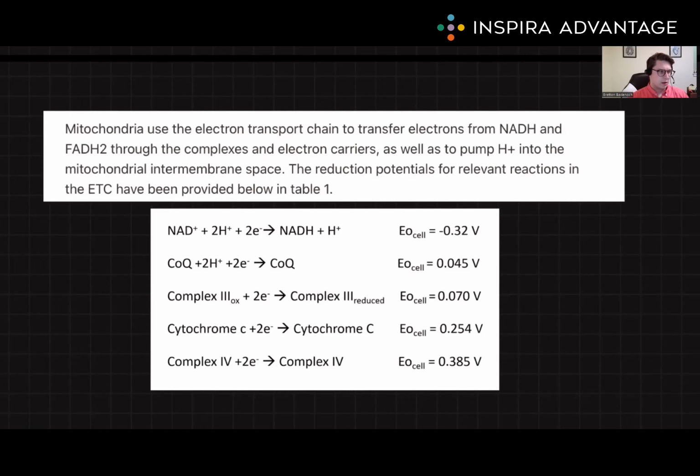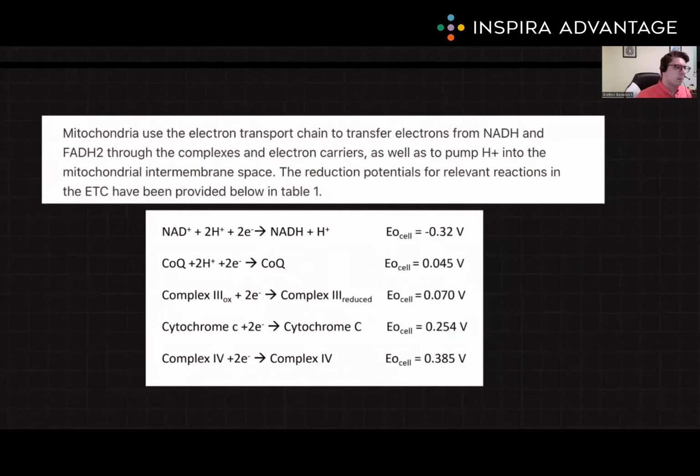Mitochondria use the electron transport chain to transfer electrons from NADH and FADH2 through the complexes and electron carriers, as well as to pump hydrogen into the mitochondrial intermembrane space. The reduction potentials for relevant reactions in the ETC have been provided below in Table 1. Okay, so immediately we see that we're given a whole lot of data. We have a whole lot of E cells to work with here.